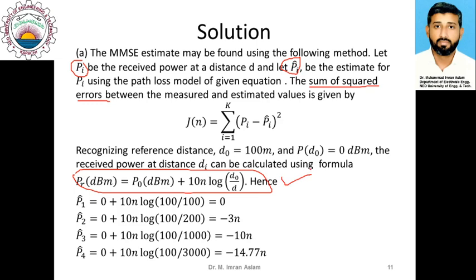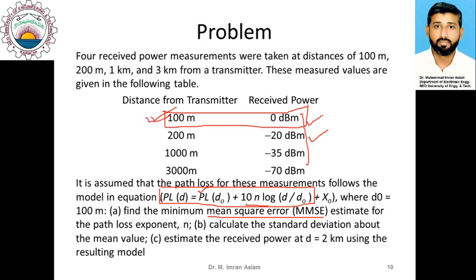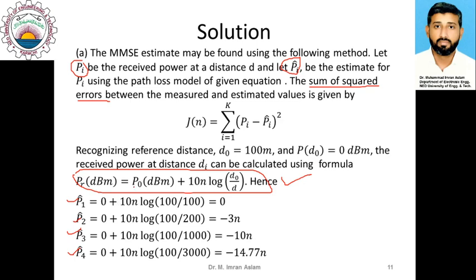Because we are calculating at 4 different distances, we have to calculate the power at 4 different distances. So we have P1 hat, P2 hat, P3 hat, and P4 hat. P1 hat is the first distance value. So the first distance is 100 meters. We know that we are using the reference d naught to be equal to 100 meters. So P naught dBm is taken as 0, because this is our reference value. So at first value P1, 100 divided by 100 is log 1, and log 1 is equal to 0, so it comes out to be 0.